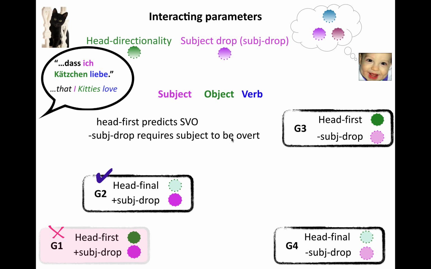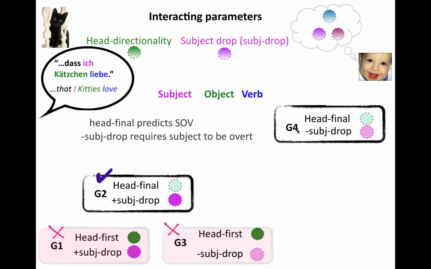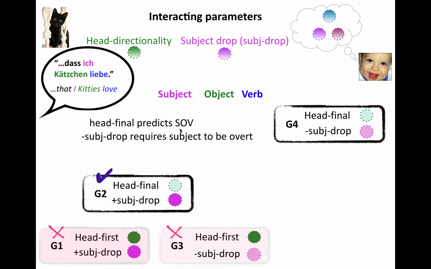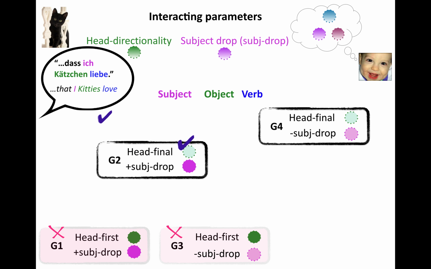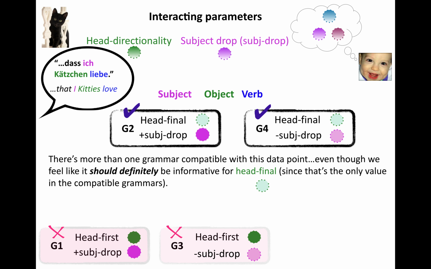Now, then we have head first and minus subject drop. So head first, again, is predicting subject-verb-object, which is not the right order, so that's already a non-starter. Minus subject drop requires the subject to be overt, which is fine, it is, but we just can't predict this word order, so grammar 3 is also out. And then grammar 4, where we have head final predicting subject-object-verb, and minus subject drop requires the subject to be there, which it is, so this grammar is fine. So grammars 2 and 4 are fine, right?